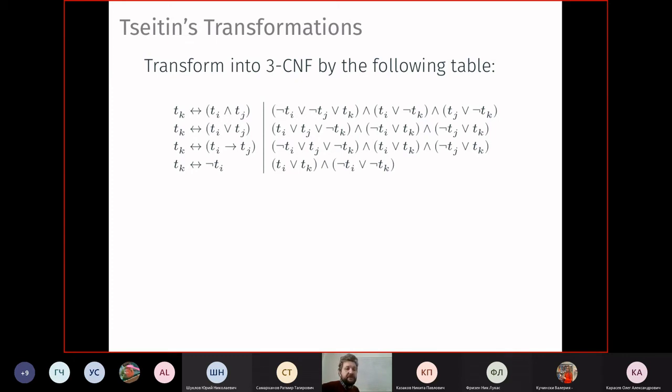So these elementary equivalences can be easily rewritten as three CNF clauses. Both implications: a conjunction of two implications. And on the right you can see these implications. So here you say, in the last line for example, Tk is equivalent to not Ti. It means that Tk implies not Ti, and not Ti implies Tk.